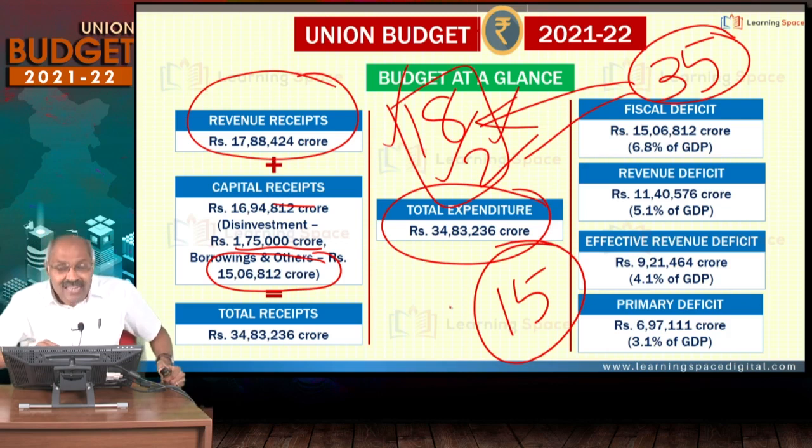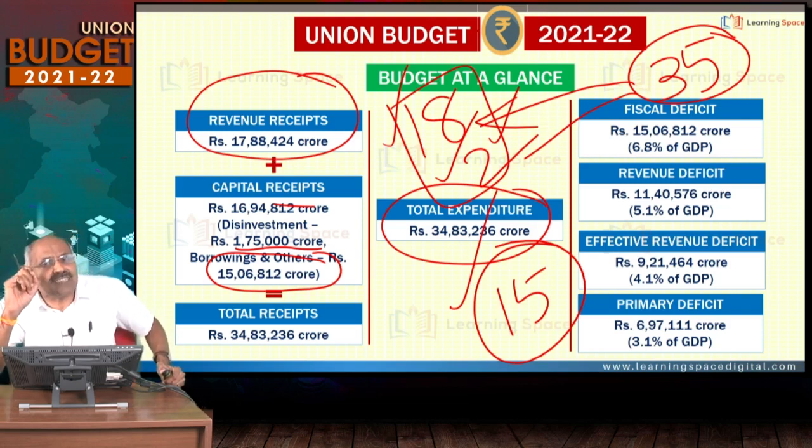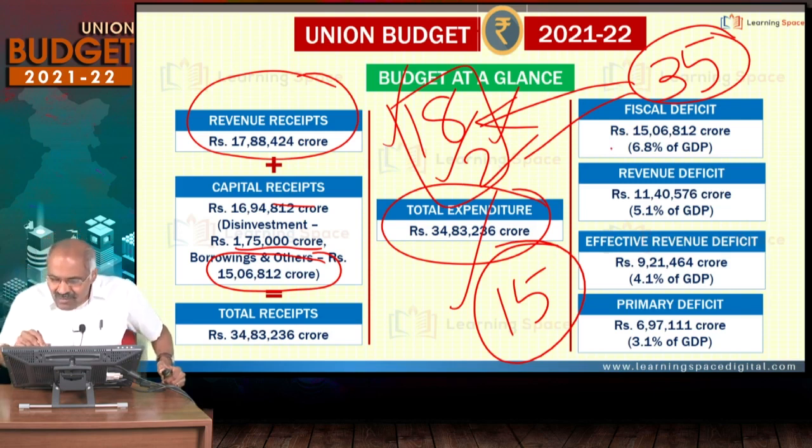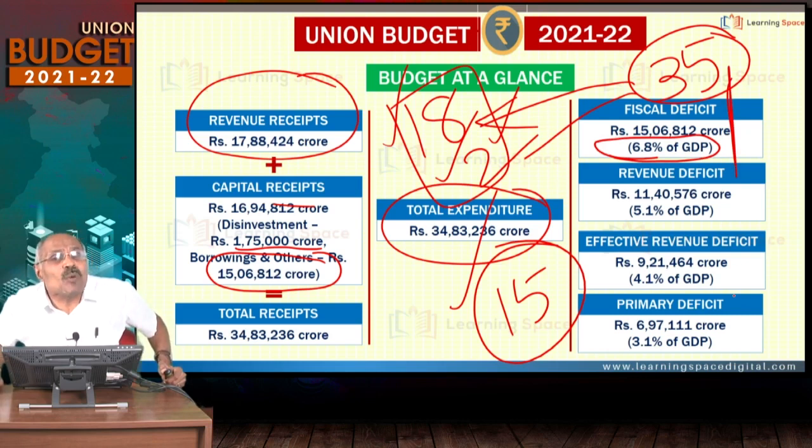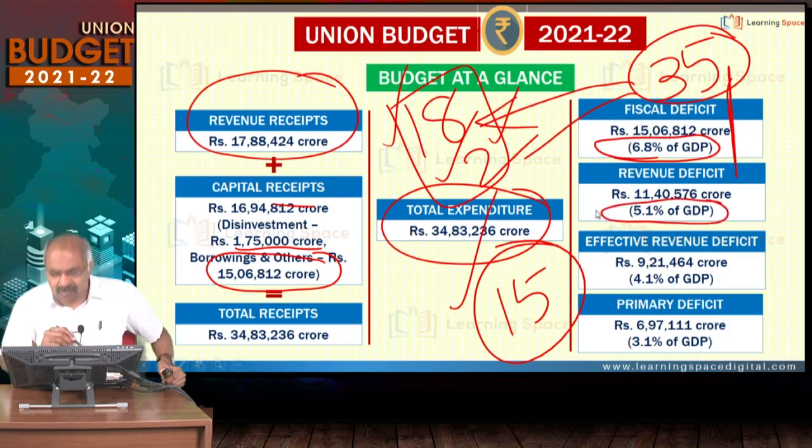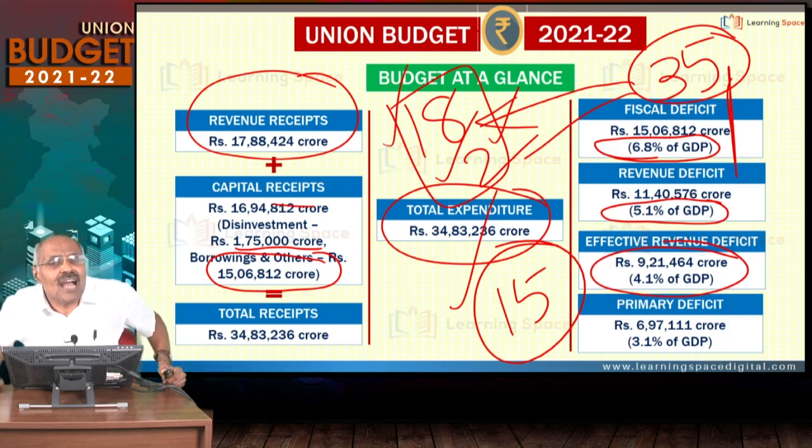So friends, this 15 lakh crores, out of it, partly it is financed by market borrowings and partly it is financed by access to National Small Savings Fund. Right? So the government borrowings are going to be 15 lakh crores of rupees in the coming financial year, and it is going to be 6.8% of GDP, or you can say fiscal deficit is going to be 6.8% of GDP. Revenue deficit, that is 5.1% of GDP, and effective revenue deficit is going to be 4.1% of GDP. I am not going into the basics of the difference between revenue and effective revenue deficit because it takes some more time.